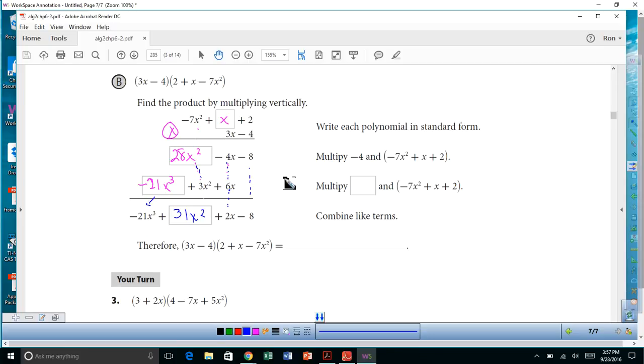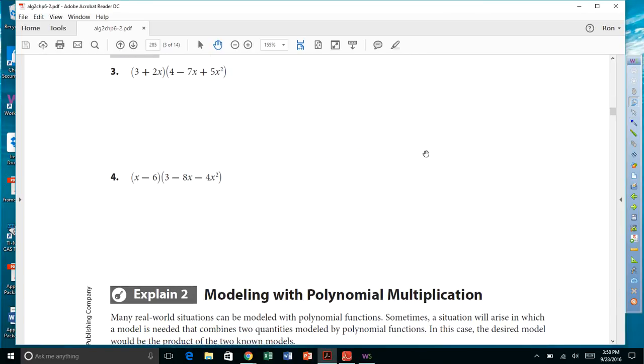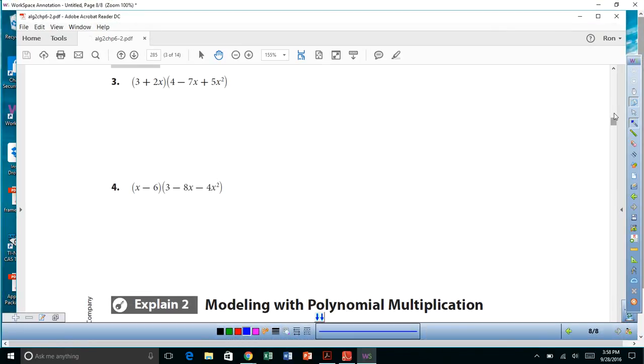Good. Are there any like terms? No. So therefore, 3x minus 4 times 2 plus x minus 7x squared is negative 21x cubed plus 31x squared plus 2x minus 8. And did I make a mistake here? Nope, it's good. Now let's do number 3. Your turn. So y'all go ahead and stop the video and you try it. When you come back, we'll do it together.